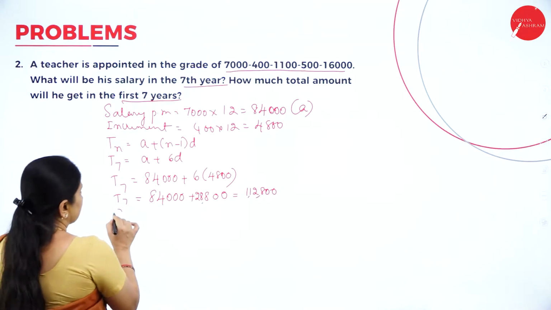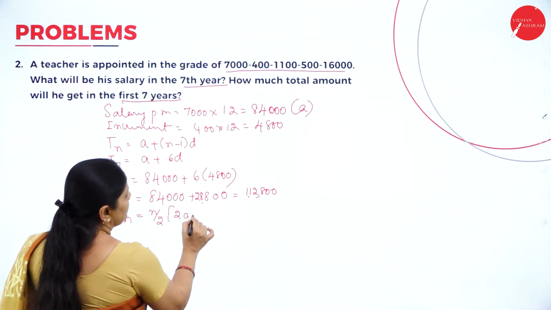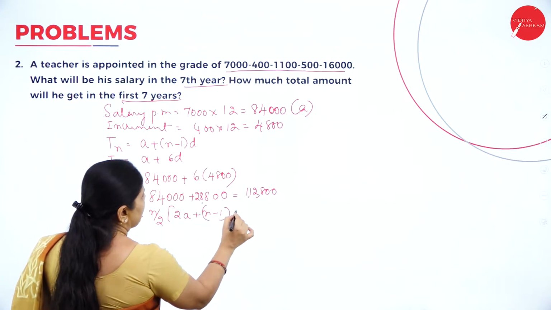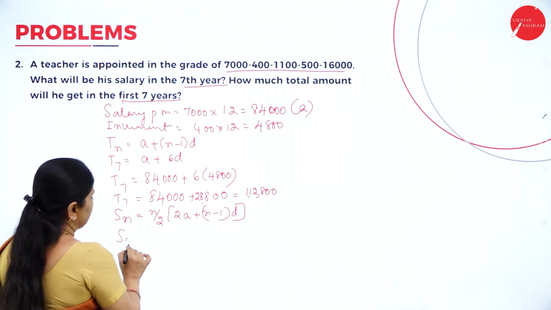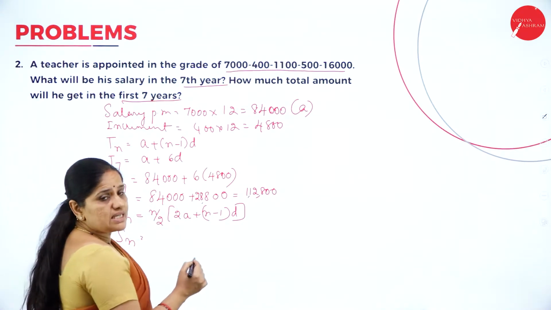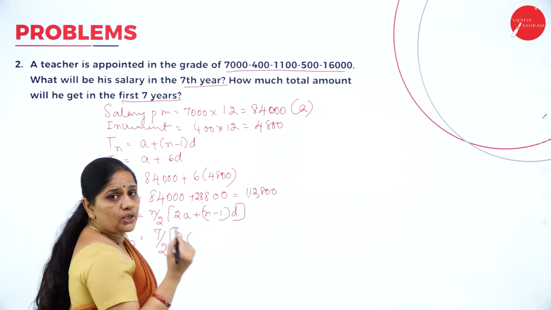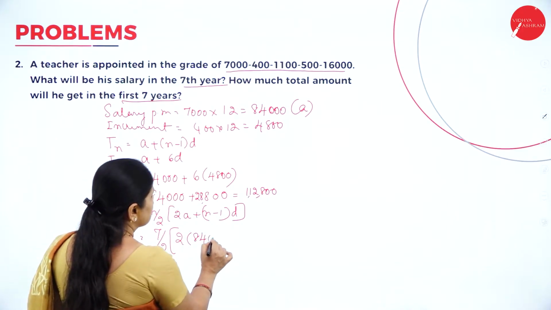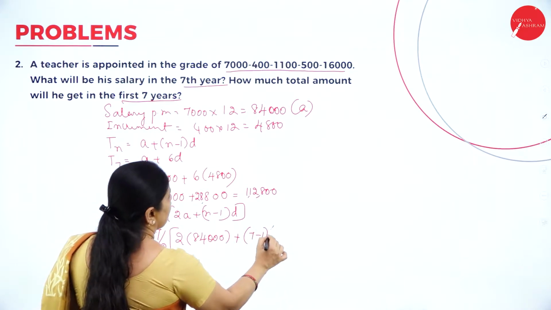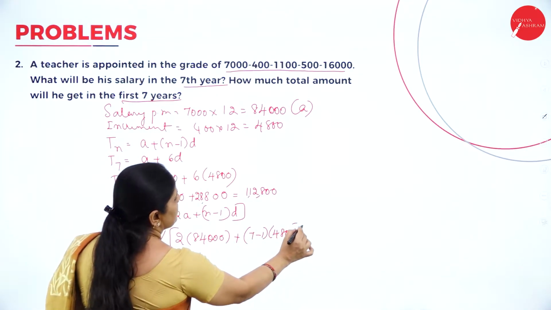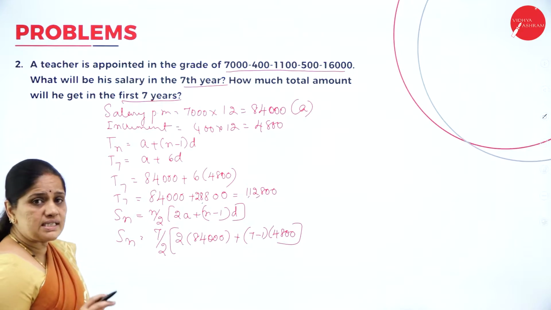Now, what is the total amount he gets in the first 7 years? So, we write Sn equals n by 2 into 2a plus n minus 1 into d. Sn will be equal to n by 2. What is n here? 7 by 2 into 2 into a, 2 into 84,000, plus 7 minus 1 into 4,800. So, this is the total salary he will be drawing for 7 years.